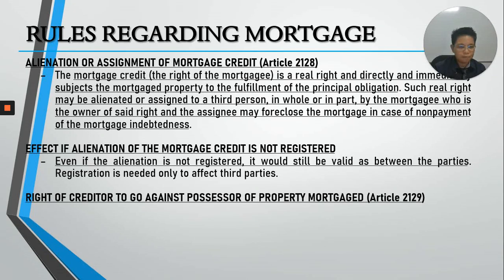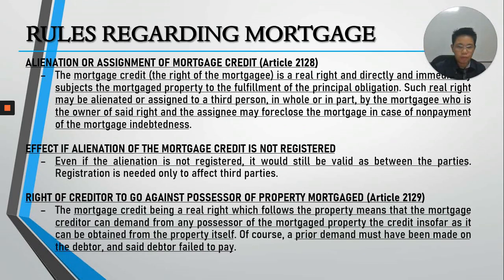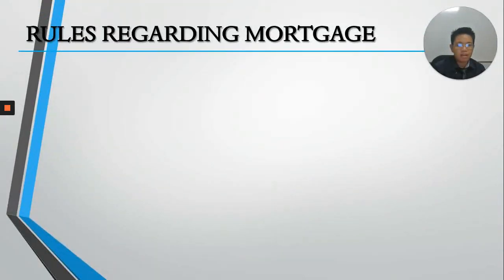So, what else? Right of the creditor to go against possessor of the property mortgaged. Real right following the property. So, mortgage creditor or creditor can demand from the possessor of the mortgaged property the credit insofar as it can be obtained from the property itself. So, anyway, yun nga, mortgage follows the property, being a real right.